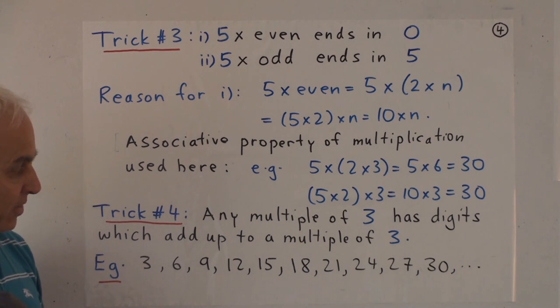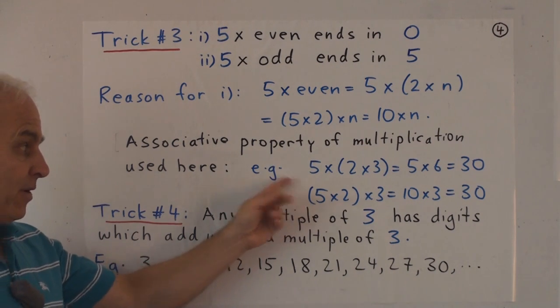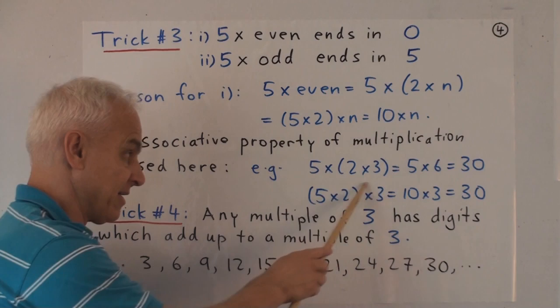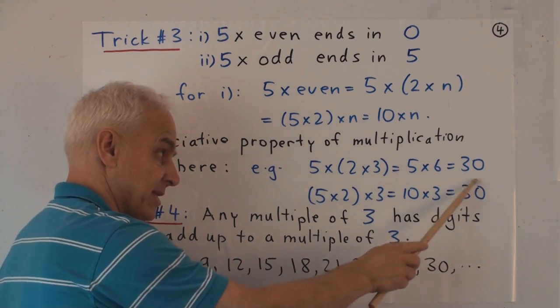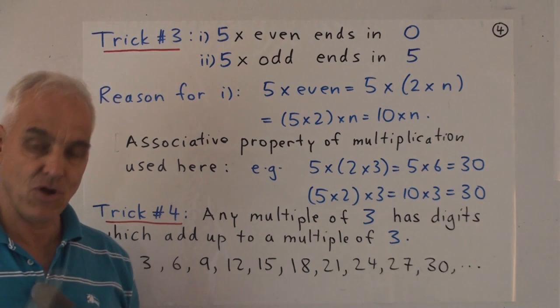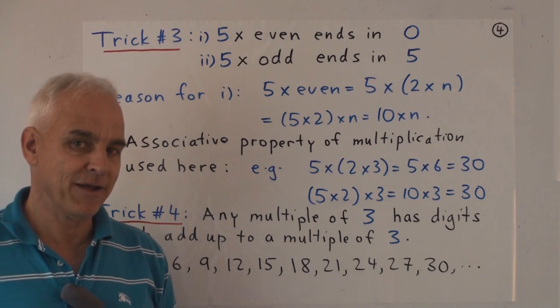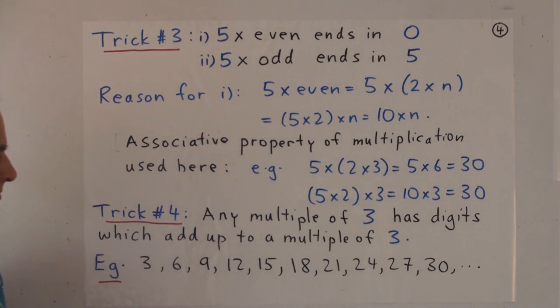And so we see that, at least in this case, whether we multiply things in this order or in this order, the result happens to be the same. That's called the associative law of multiplication.